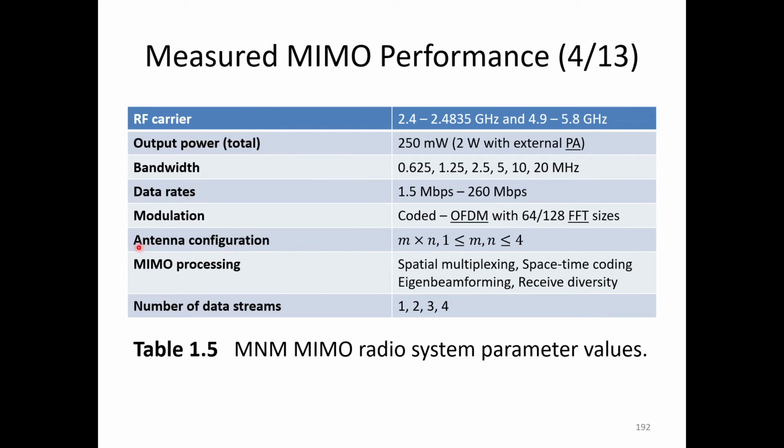Okay, next, the antenna configuration is M by N, where 1 is less than or equal to M and N, and M and N are smaller than or equal to 4. And the MIMO processing includes spatial multiplexing, space-time coding, eigenbeamforming, and receive diversity. Finally, the number of data streams are 1, 2, 3, and 4.